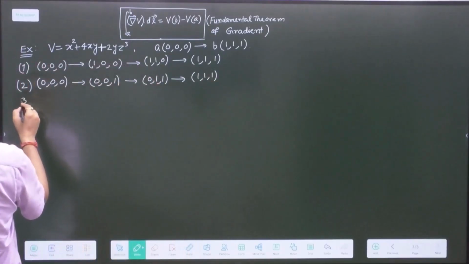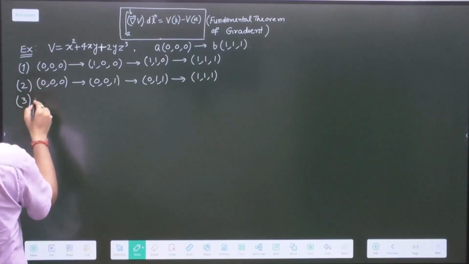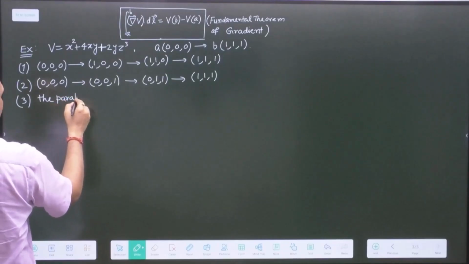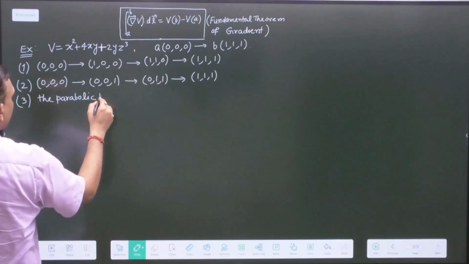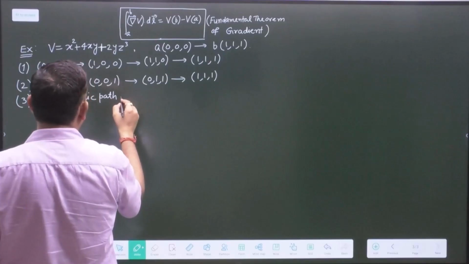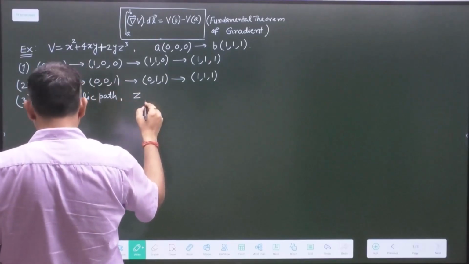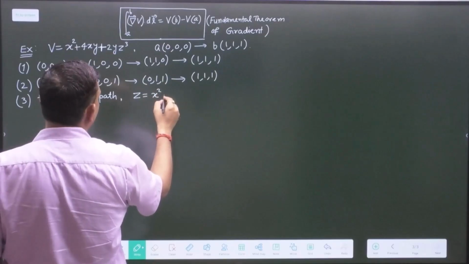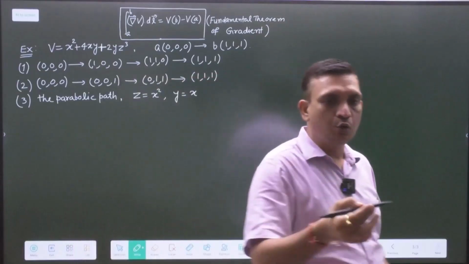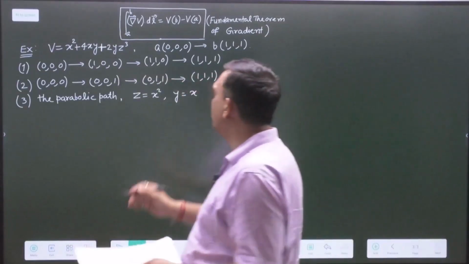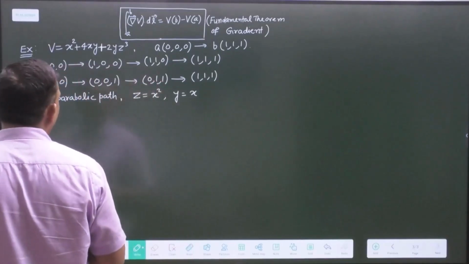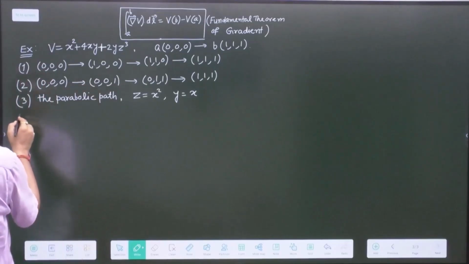And third is the parabolic path, and it is given that z is x squared. So this dependence is given. Again, you are moving from A to B, but along the parabolic path. z is equal to x squared, and the y and x dependence is given. So let's see.